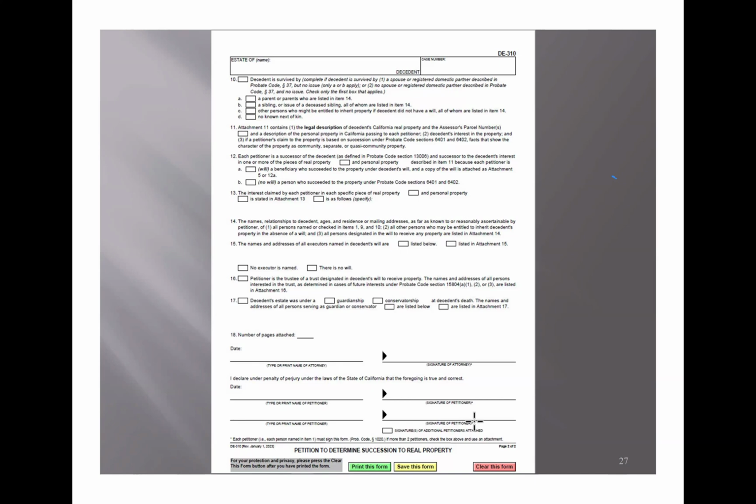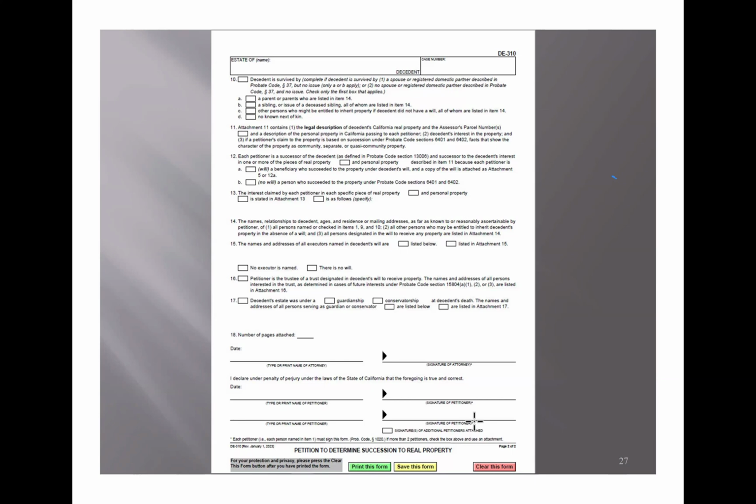If there was a trust named to be a beneficiary in 16, then you check that and you have to give the name and address of the people listed in the trust. And then 17 is if the decedent was under a guardianship or a conservatorship at the time that they died, then you have to include the names and address of the guardian or conservator.